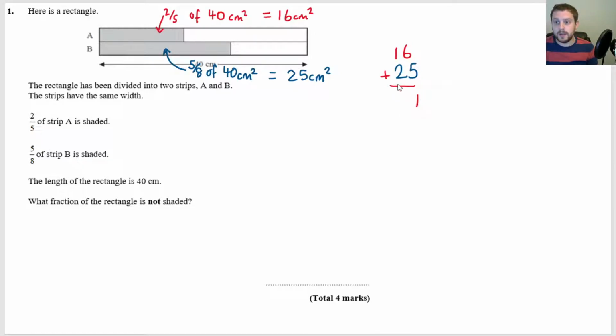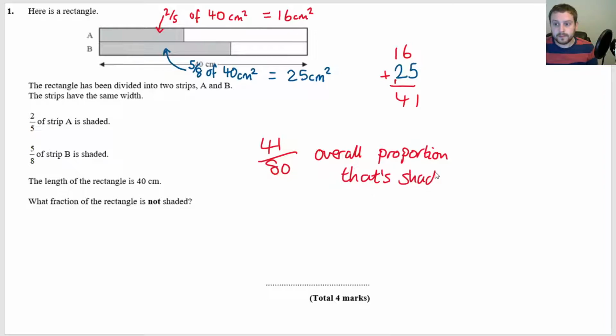So this is 41, and it's going to be 41 out of the grand total. The grand total will be 40 plus 40, which is 80. So that's the overall proportion that's shaded. So the fraction that is not shaded is 39 over 80.